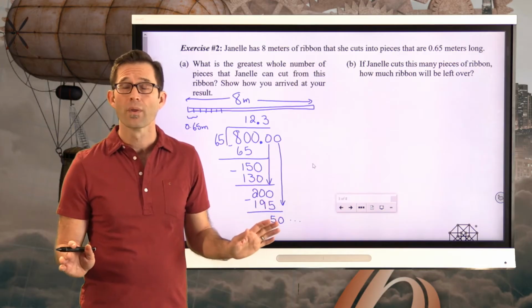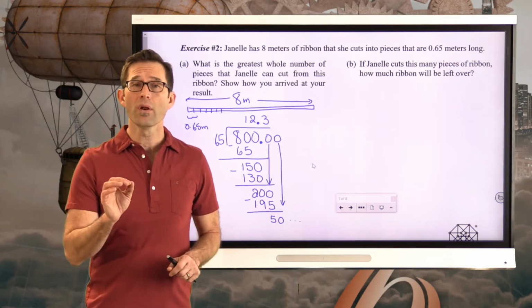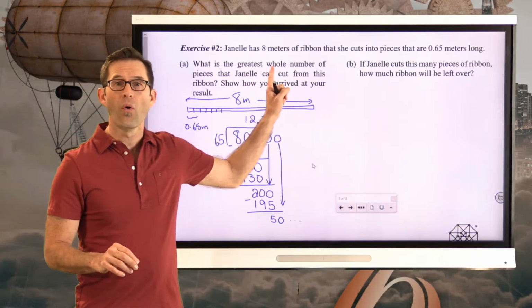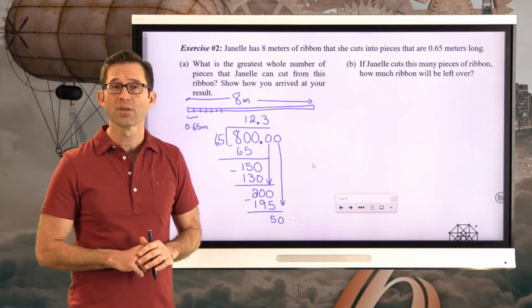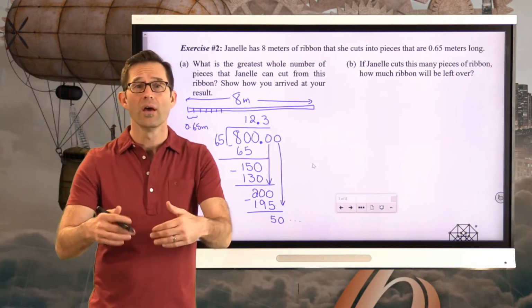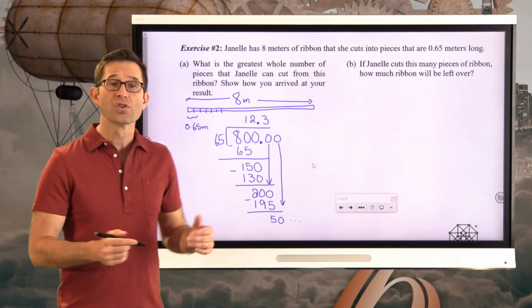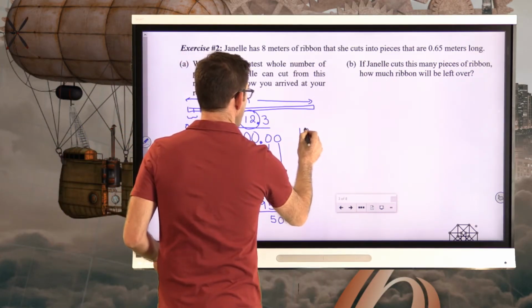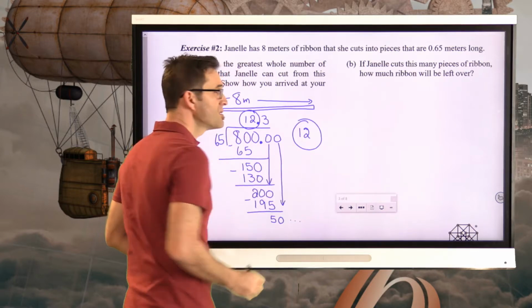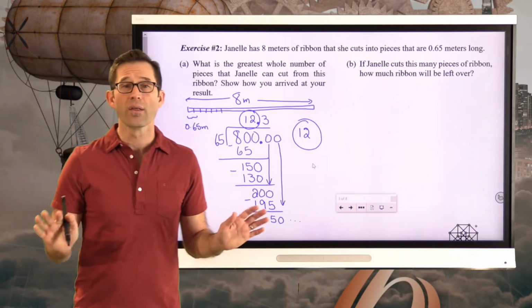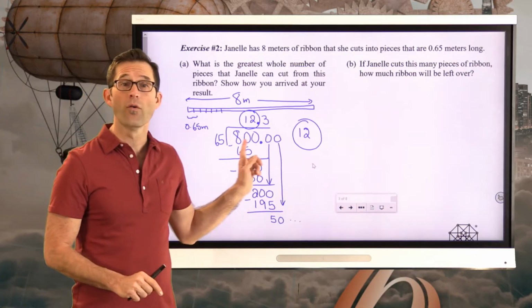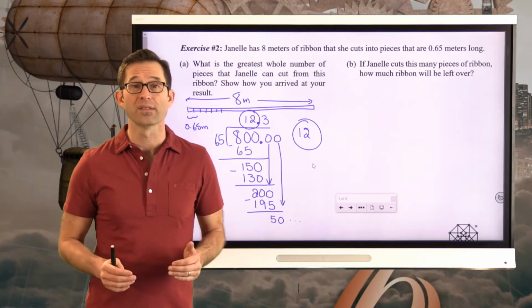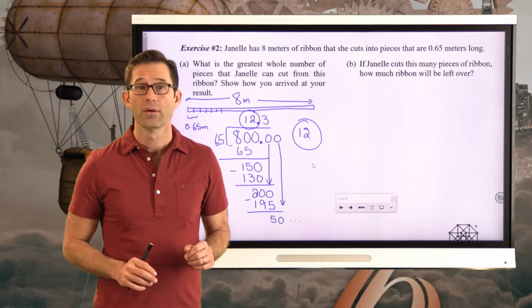It really doesn't matter, because ultimately we want to know how many whole pieces. What is the greatest number of whole pieces that we could get out of this? Well, we're going to get 12.3 pieces. So that means the greatest number of whole pieces that we can possibly get is 12. Now, this isn't about rounding down or rounding up. Quite frankly, if we had 12.7 here, the answer would still be 12 because we can't get 13 pieces out, right? We can only get 12.